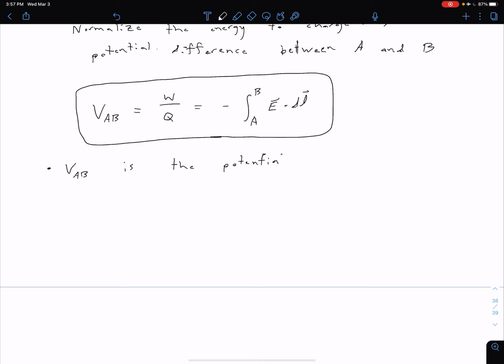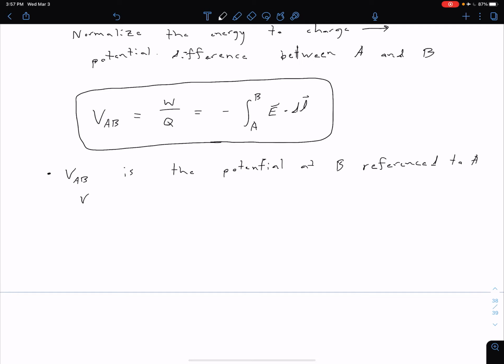The potential at B, referenced to our point A. We can keep in mind that VB and VA are absolute potentials, and we'll talk about where those are implicitly referenced in a later video. So these are absolute potentials. And we could say that our VAB, based on the definition above, is equal to VB minus VA. So it's our absolute potential at B referenced to our absolute potential at A.